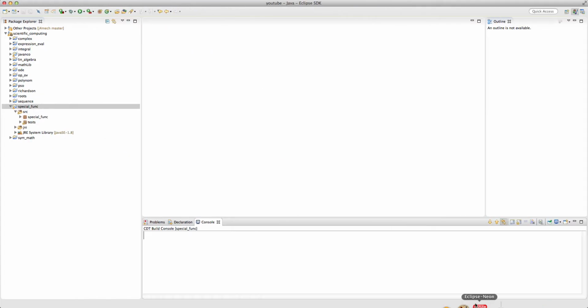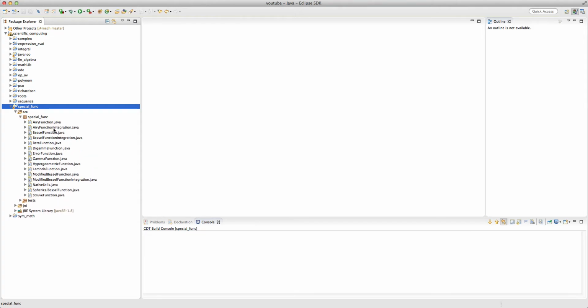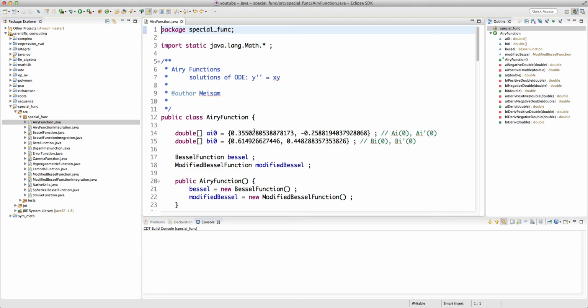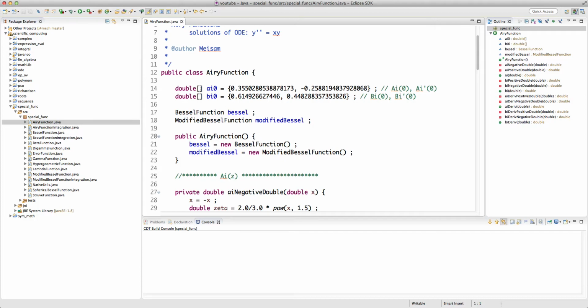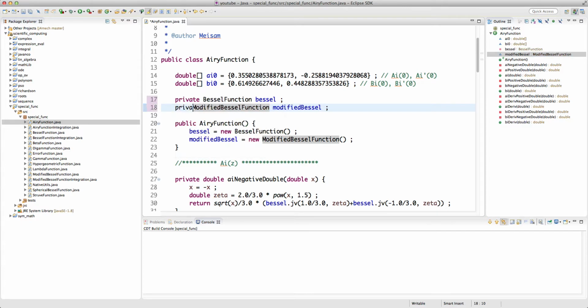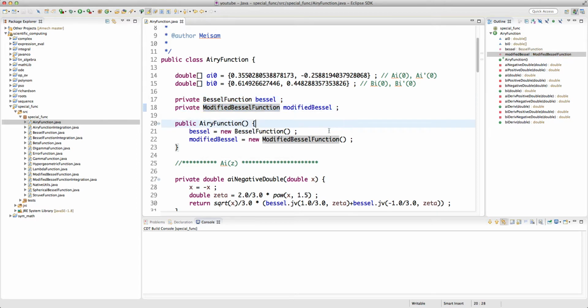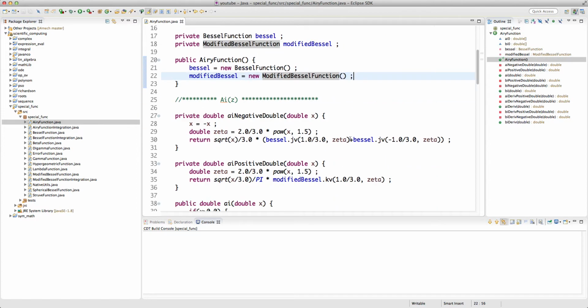So here in my Eclipse, in the special underscore function project, last time we looked at this Airy function integration. Now I have this Airy function class, and we still have these exact values for Ai 0, Ai prime 0, Bi 0, Bi prime 0. And now I have two classes here, which I can define as private. So these are private members. One is Bessel function, and the other one is modified Bessel function. And in the constructor, I just initialize them.